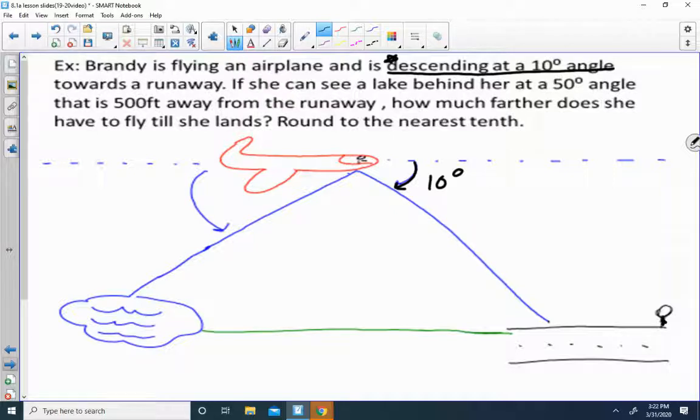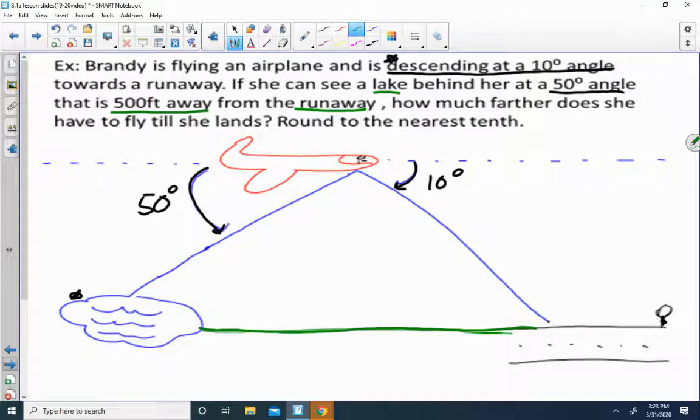Ah, cracks me up. And also, she can see a lake behind her at a 50-degree angle. Basically saying if she looked behind her, she would have to look down specifically 50 degrees. Or in other words, she'd have to tilt her head down 50 degrees to look behind her to see the lake. So that's where that's coming from. And we also have that the lake is 500 feet away from the runway. Or in other words, the distance from the lake to the runway is going to be 500 feet.